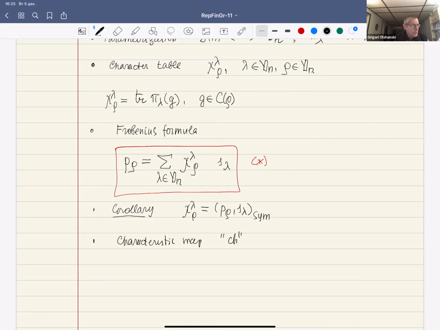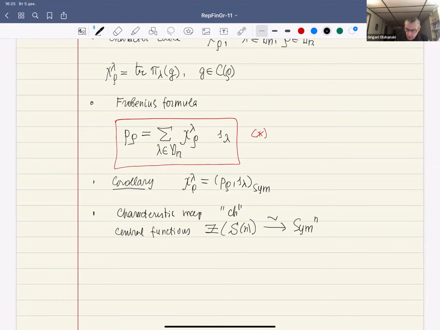Denoted as follows, which maps central functions or class functions. It's denoted maybe as follows. This is a linear isomorphism with the nth homogeneous component in the algebra of symmetric functions. And it is uniquely determined by the relation that the image of the characteristic function on the class multiplied by this quantity is the power sum symmetric function. So this is the characterization.